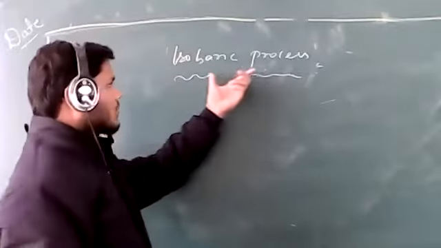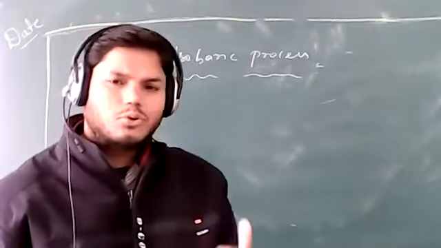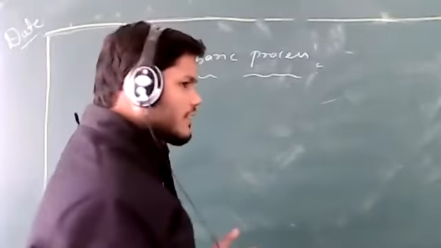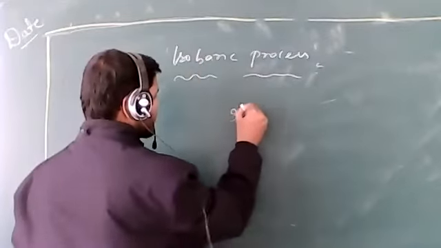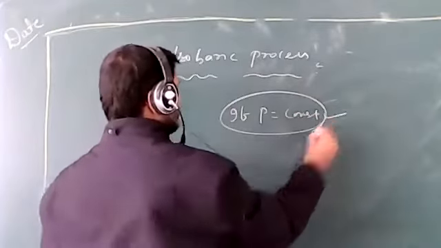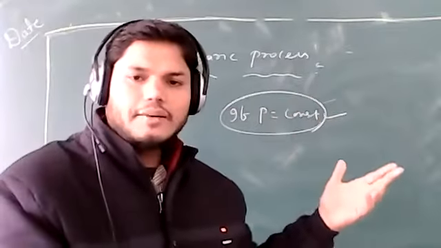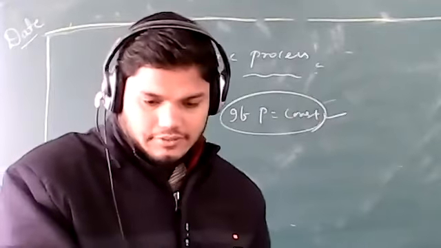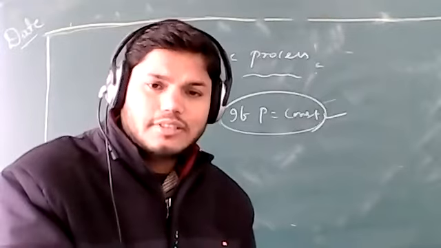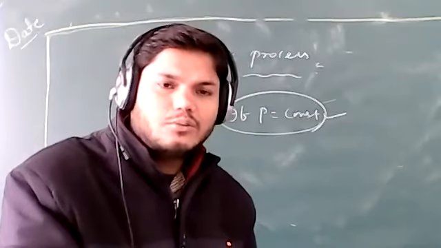Okay. So isobaric process means what? If a particular process in which the pressure will be constant, that means if the pressure throughout the system is kept constant, pressure equal to constant, that particular process is called the isobaric process. Isobaric process means a process taking place at a constant pressure.